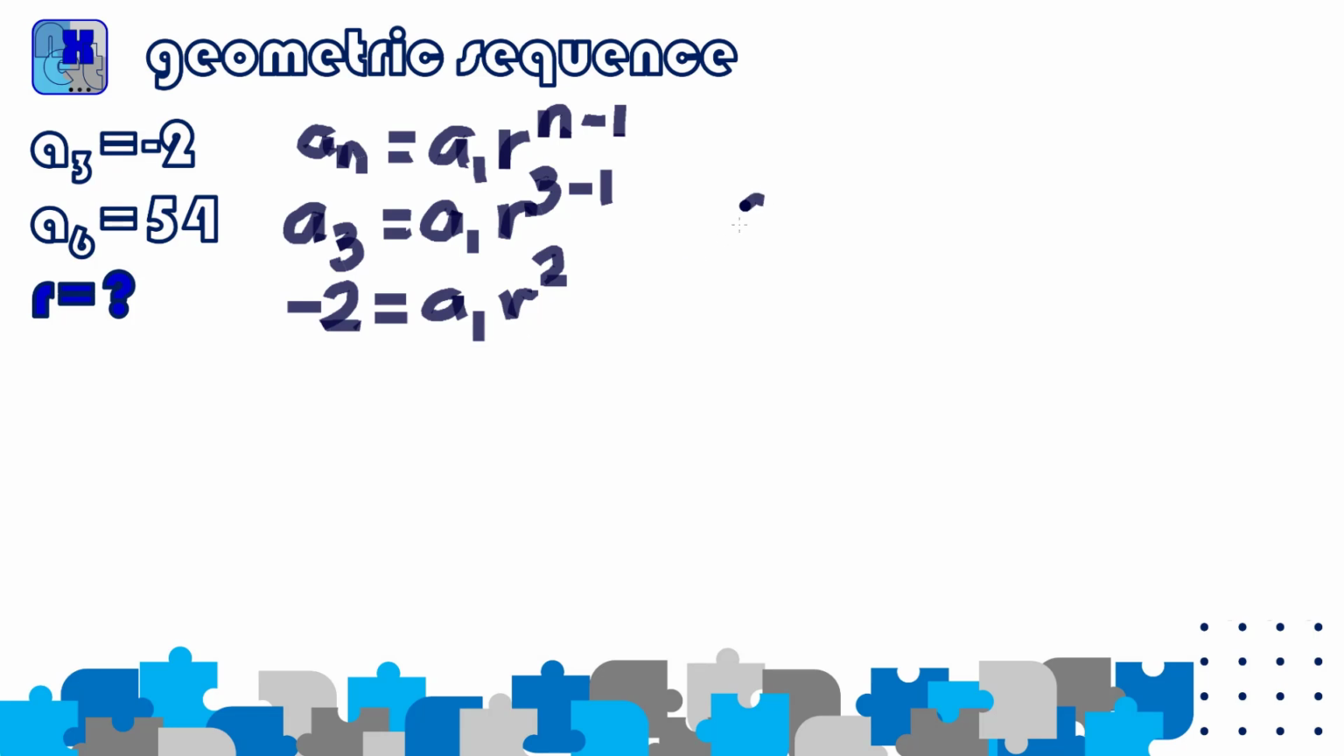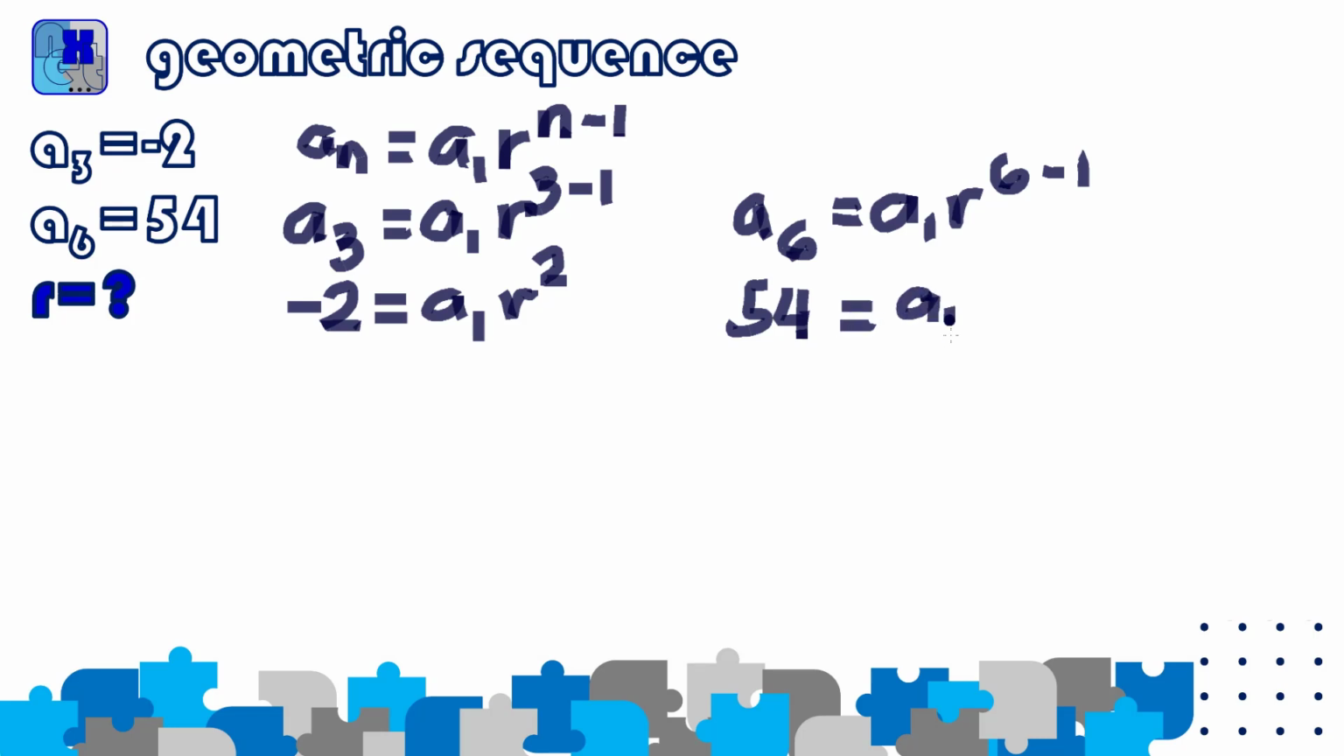We need to apply the same concept to our sixth element. And this sixth element is again the product of a sub 1 times r to the power of 6 minus 1. So if we're going to place here 54 as the value of the sixth element, this is actually the result when we have a sub 1 r to the power of 5. Now, looking at these two relationships here, again, we cannot solve r, for we don't know a sub 1.